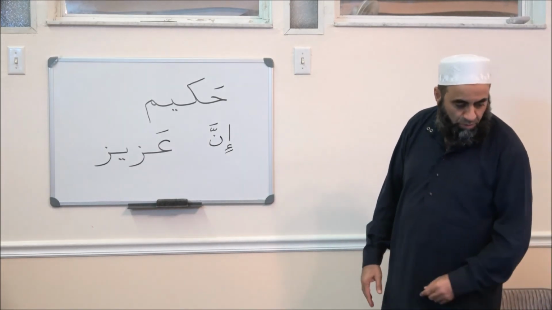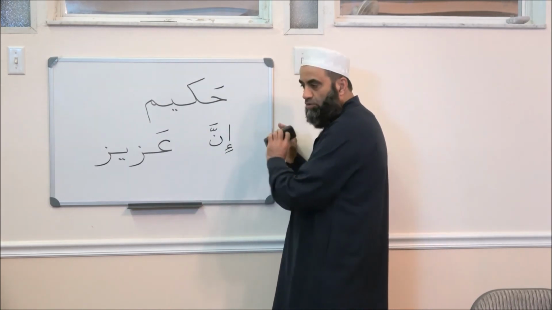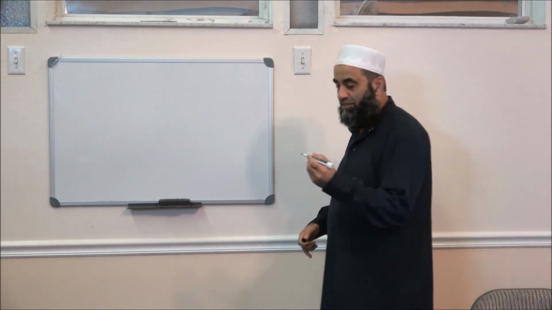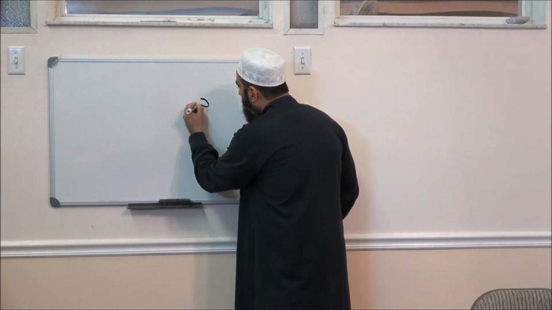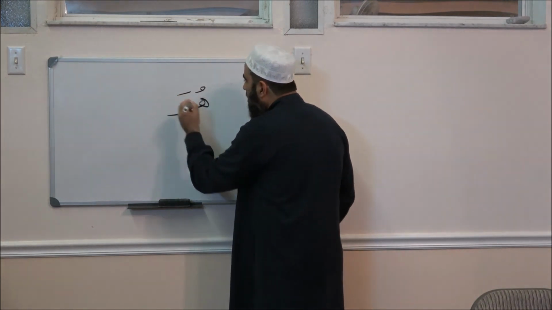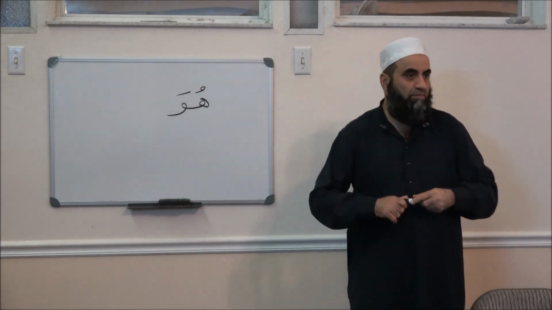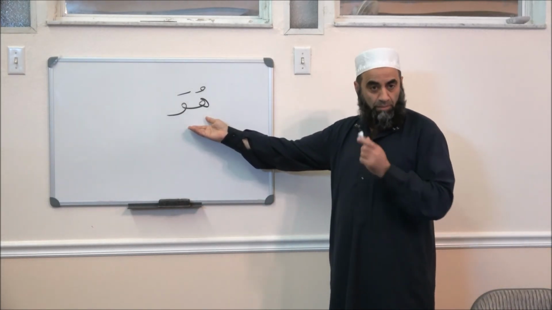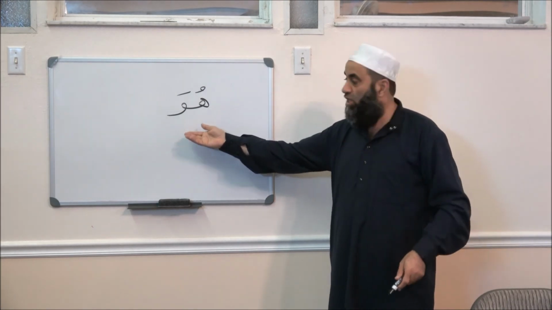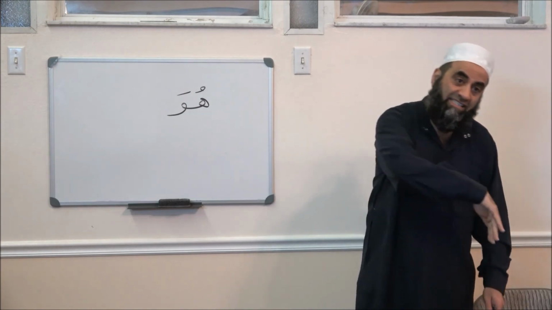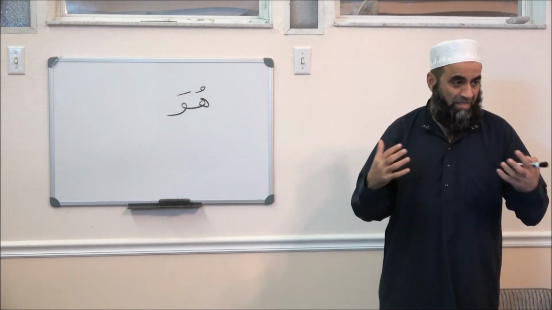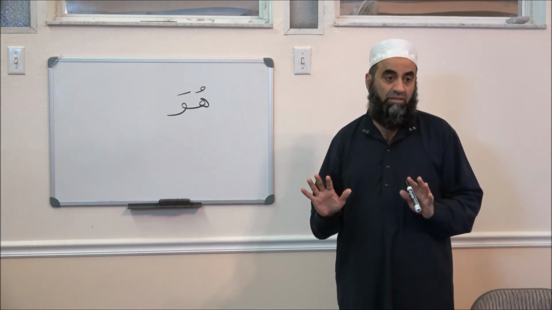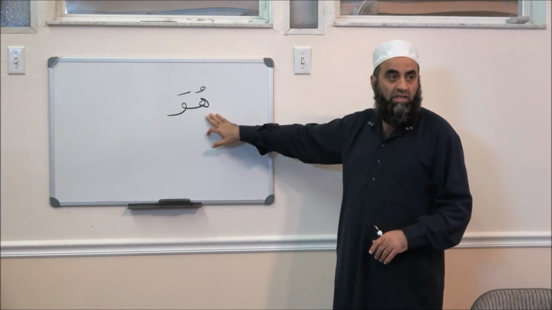Okay, the last word according to my list is a pronoun. And that pronoun is huwa. What does the word huwa mean? He, or he is. Remember, in Arabic we don't have the verb to be. So any pronoun could be translated as the pronoun itself or the pronoun plus the verb to be. So huwa means he or he is, depending on the sentence, because the auxiliary verb to be doesn't exist in Arabic.